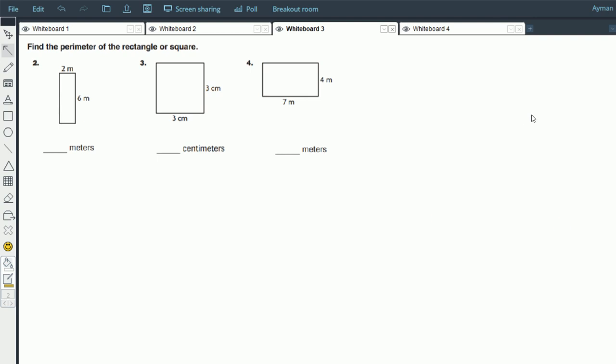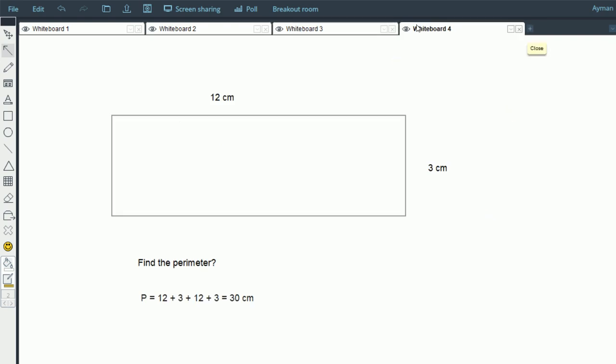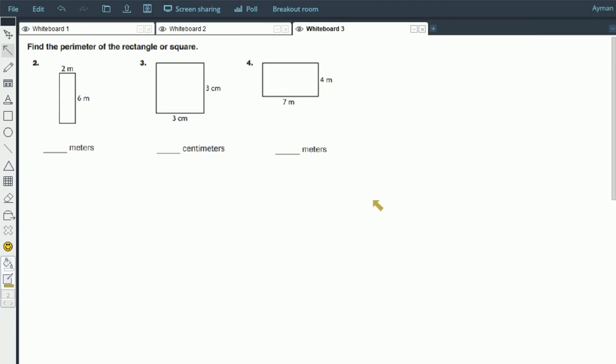Question 2. Anyone, help me in question 2. Any one of you, tell me about the perimeter. Okay, go ahead, Saud and Majid, in question 2. Hurry up. Solve question 2. Ask Badr, ask any questions. Hurry up, Saud and Majid. Solve question 2.